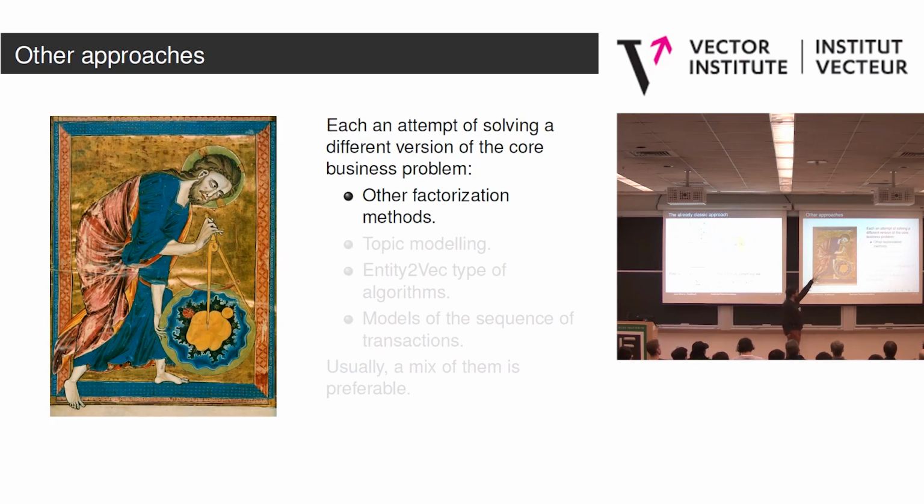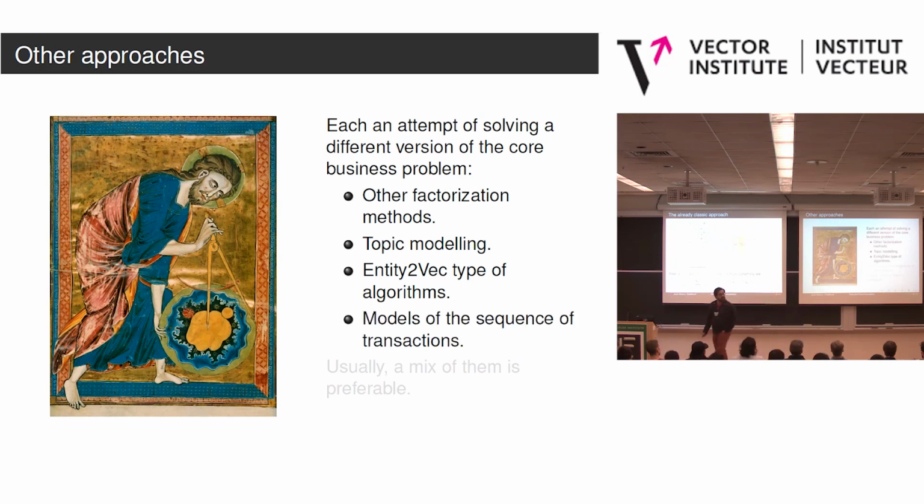And then, of course, there are some other ways. You can change factorization methods, and instead of considering a Gaussian type of thing, as in this particular case, you can consider Poissons for the representation of the relationships, something like that. You can use topic modeling. You can use entity-to-vector type of algorithms. You can model the sequence of transactions like our friends from Wattpad.